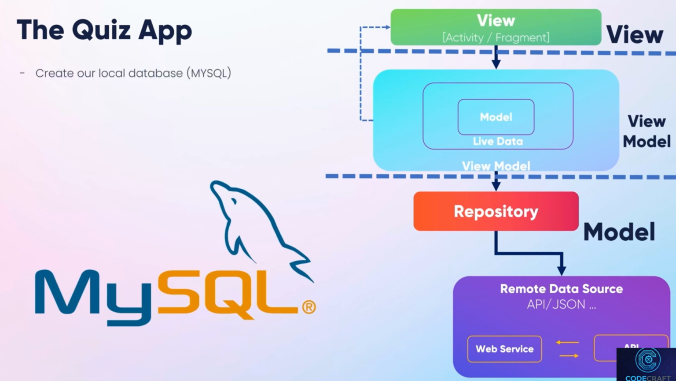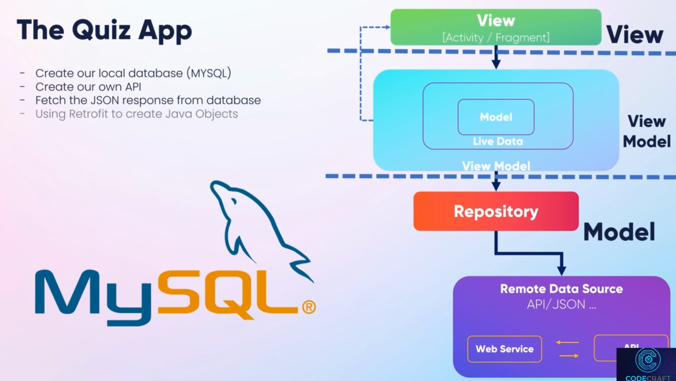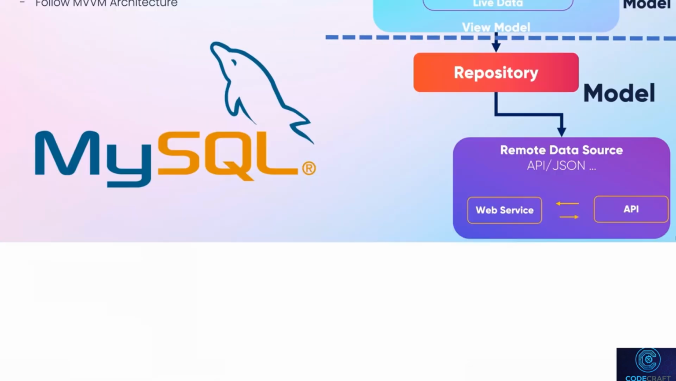So the first step, we're going to create our local database using MySQL. Then we're going to create our own API using PHP. Fetch the JSON response from the database using this API. Using Retrofit to create Java objects. Display questions in the Android app and follow the MVVM architecture. So let's see the steps in more detail.